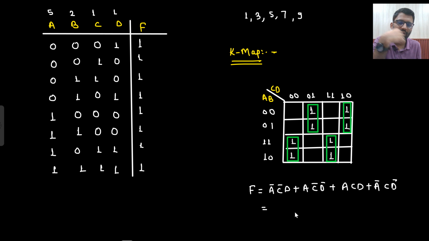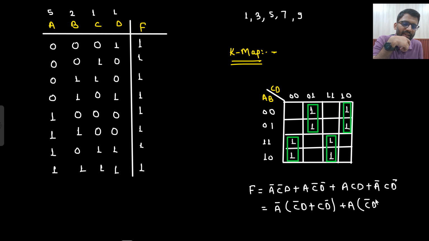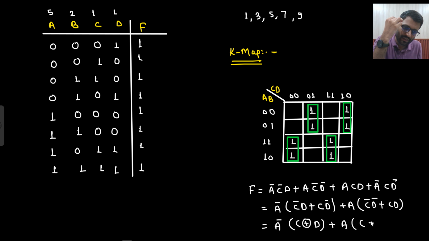What you can do in this one, you can take a bar common here, so this would be c bar d plus c d bar, and you can take a common here, it would be c bar d bar plus c d, right? I can write this as a bar (c XOR d) plus a (c XOR d bar). Say yes or no? So what is your f? You need to write this on your own. What will be your final f?